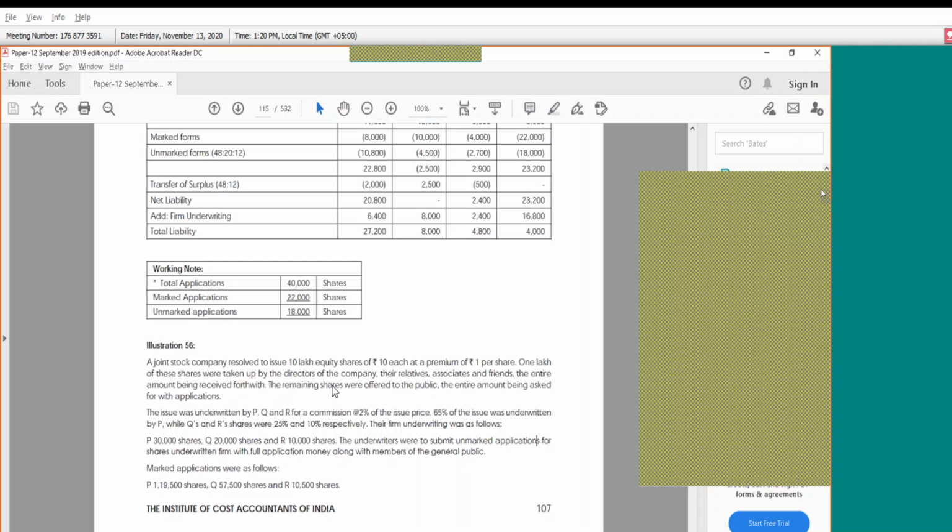Second problem. I'm working out the second problem. So why I'm working out this problem specifically? Because there is some new learning on this problem. So what is that learning? So we'll go through the question first.